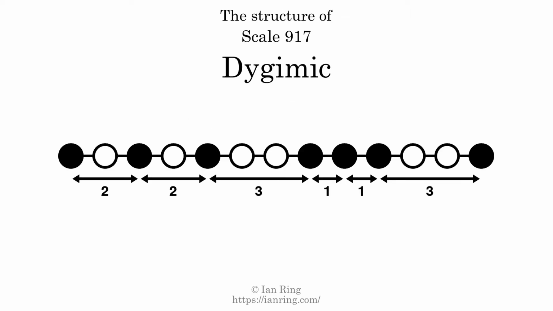The structure of a scale is a description of the interval distance between each successive tone. This scale has a structure of 2-2-3-1-1-3.